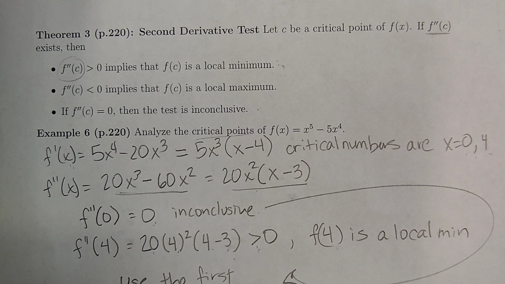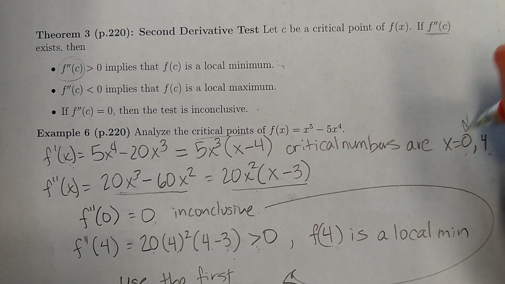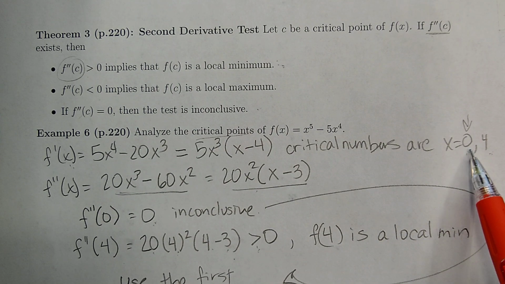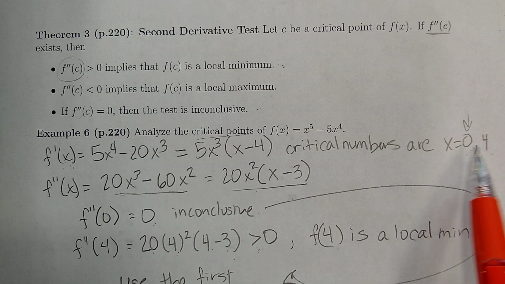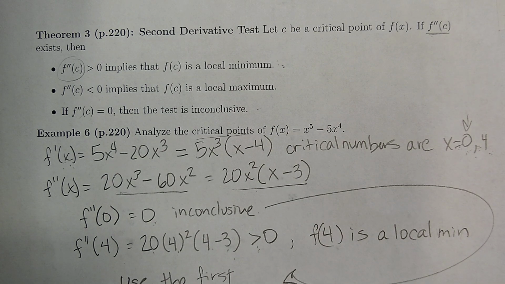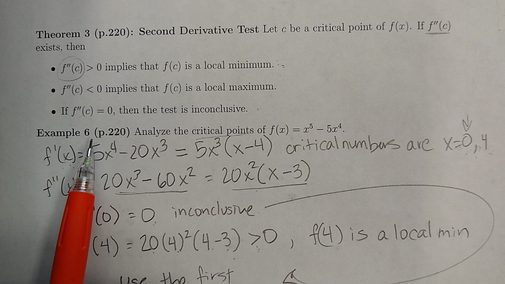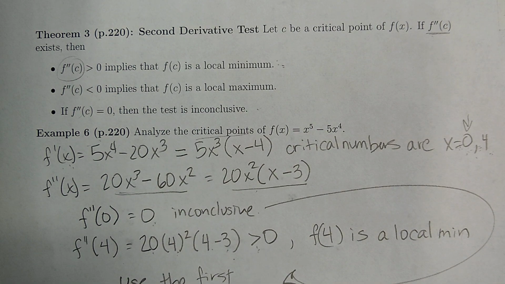To use the first derivative test, you already know that x equals 0 is a critical number, and then you check the sign of the first derivative on a little interval to the left and to the right of 0. If you're not quite sure how to do that, give it a try first, and this example is completed for you on page 220 in your text.